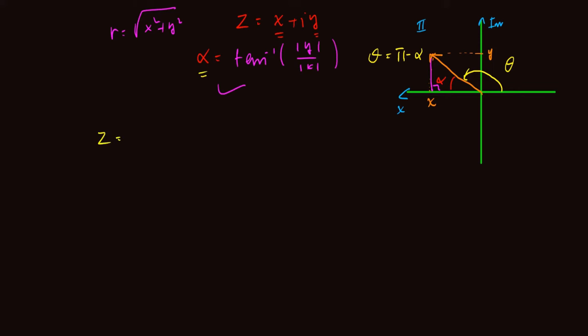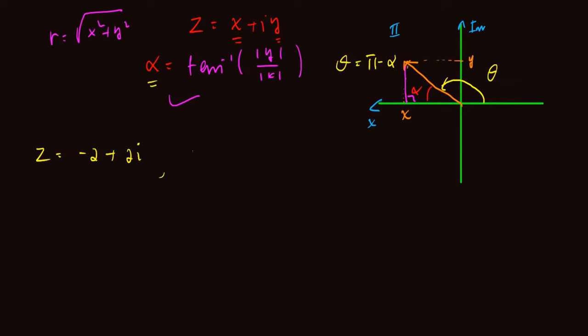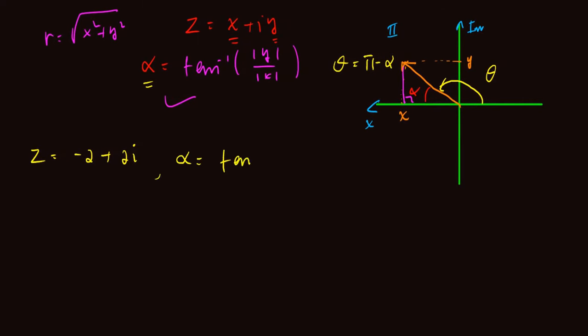For example, if z is equal to minus 2 plus 2 times i, what will our alpha be? Tan inverse of the absolute value of y, which is 2, divided by the absolute value of x, which is minus 2. The absolute value of minus 2 is positive 2. Then this will be tan inverse of 1.